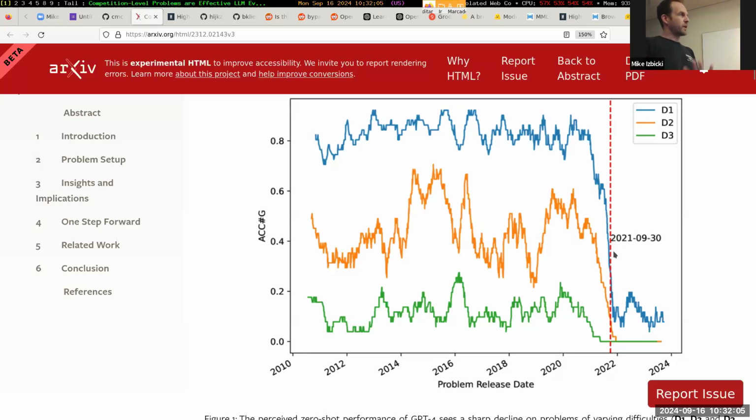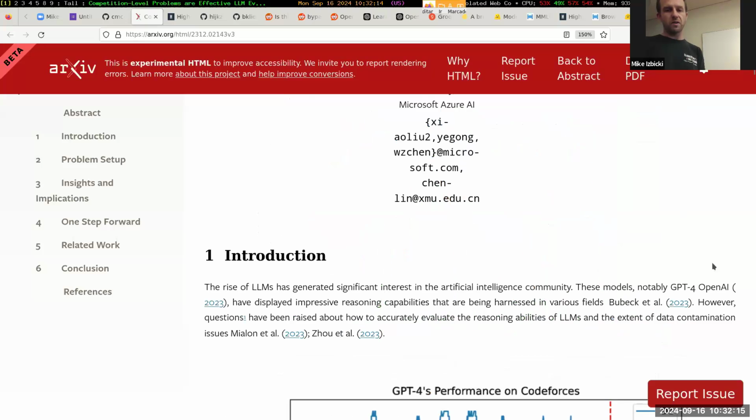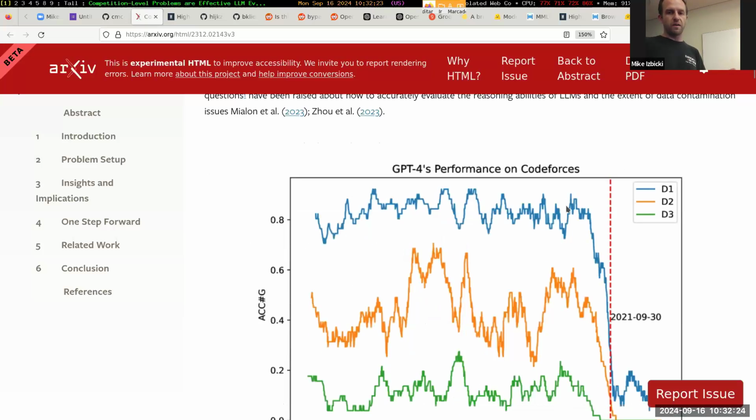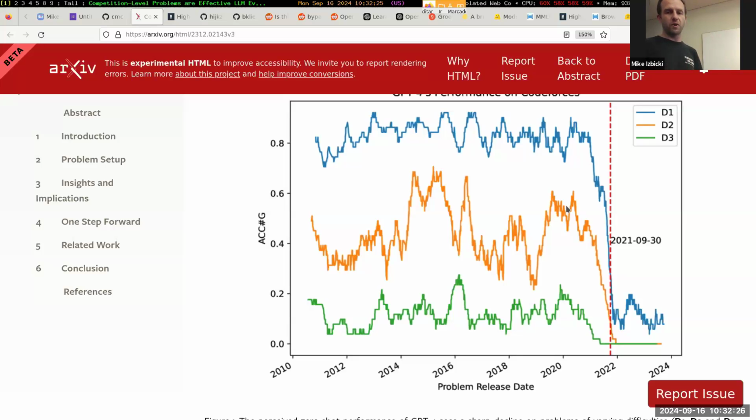OpenAI has made no public statements about their performance on the Codeforces data set, at least that I'm aware of. They certainly know about this. The authors here are all from Microsoft Research, who are working very closely with OpenAI on various things. So this is something the authors of this paper have probably talked about with the OpenAI people over coffee, but there have not been any public statements about this.